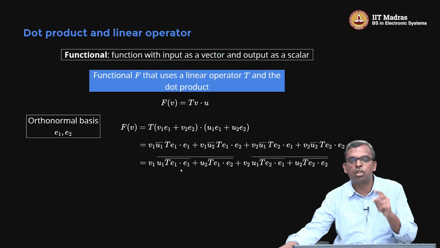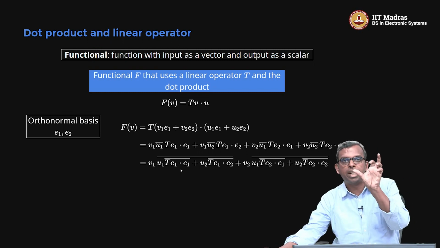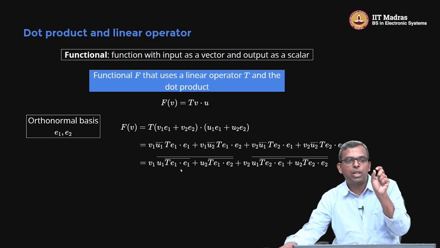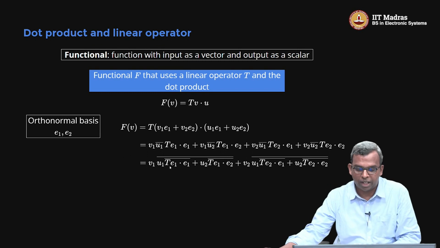See, that's how the inner product works. It's v1 times something conjugate plus v2 times something conjugate. Then it will become the inner product of v1, v2 with that something, right. So that's what I'm going to try and do here.